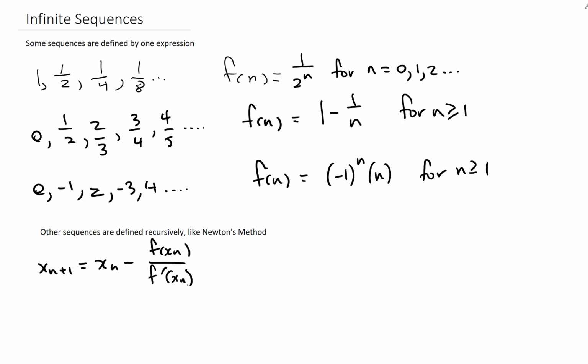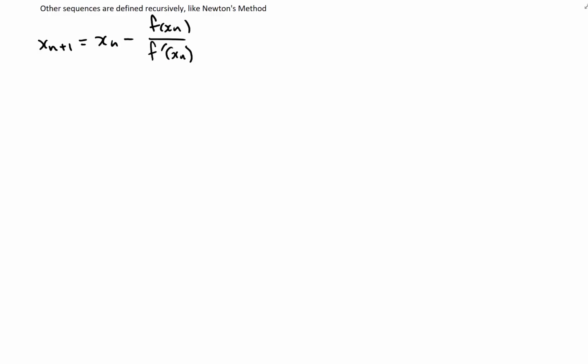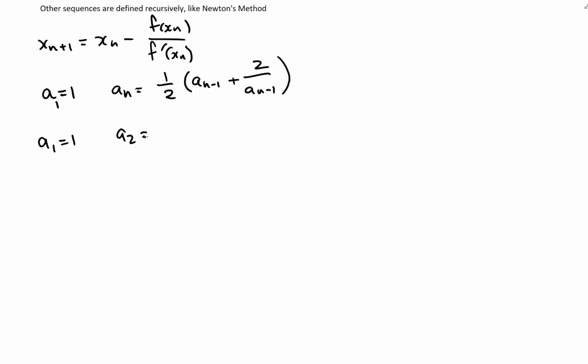And another example of this is where you start off with, say, a1 equals 1, and then you define other terms to be, say, 1/2 times the previous term plus 2 over a n minus 1. So some sort of recursive sequence like this. And what that ends up looking like is, well, the first term is 1, and the second term is 1/2 times 1 plus 2 over 1, and you end up getting 3 over 2.